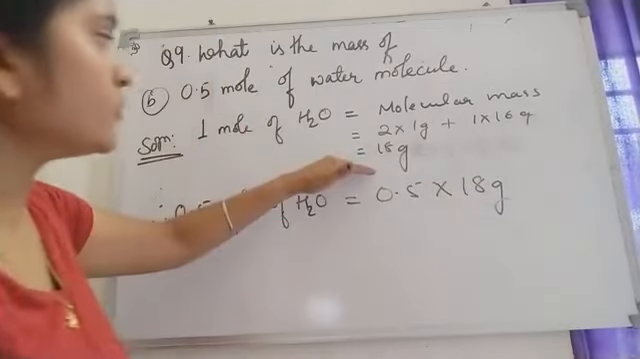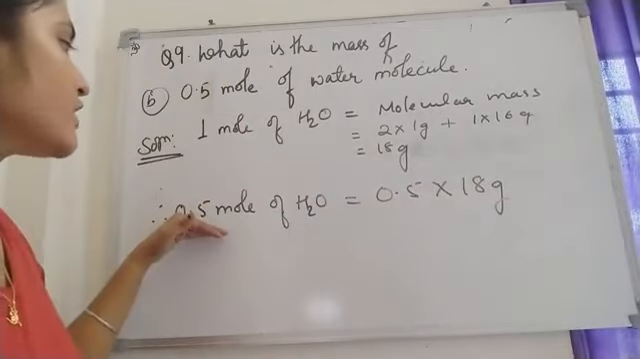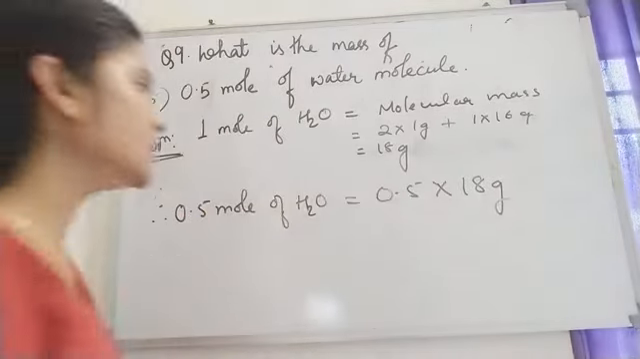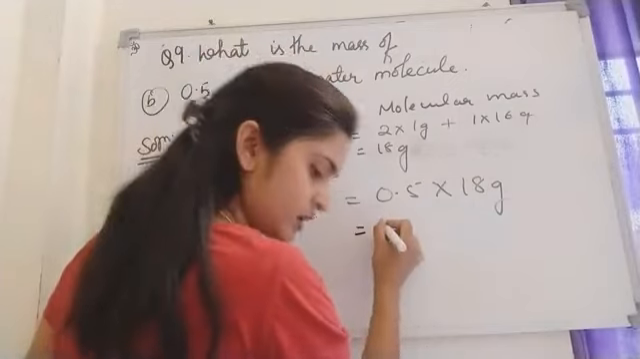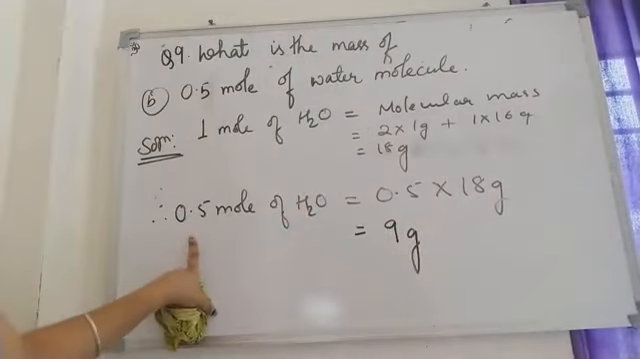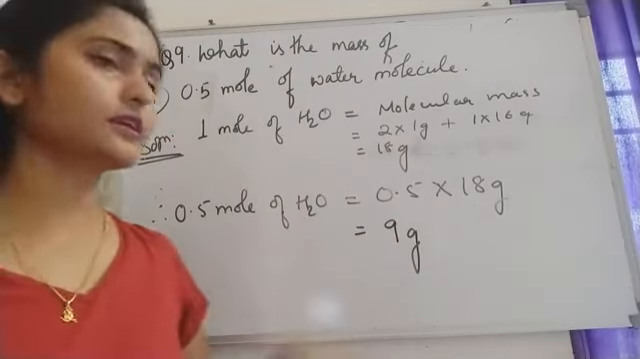So therefore 0.5 mole of water is equal to 0.5 into 18 grams. If 1 mole is this much, 0.5 of that particular substance will be what? Just multiply that number with that molecular mass. So over here I get my answer as 9 grams. That means 0.5 mole of water contains 9 gram of water.